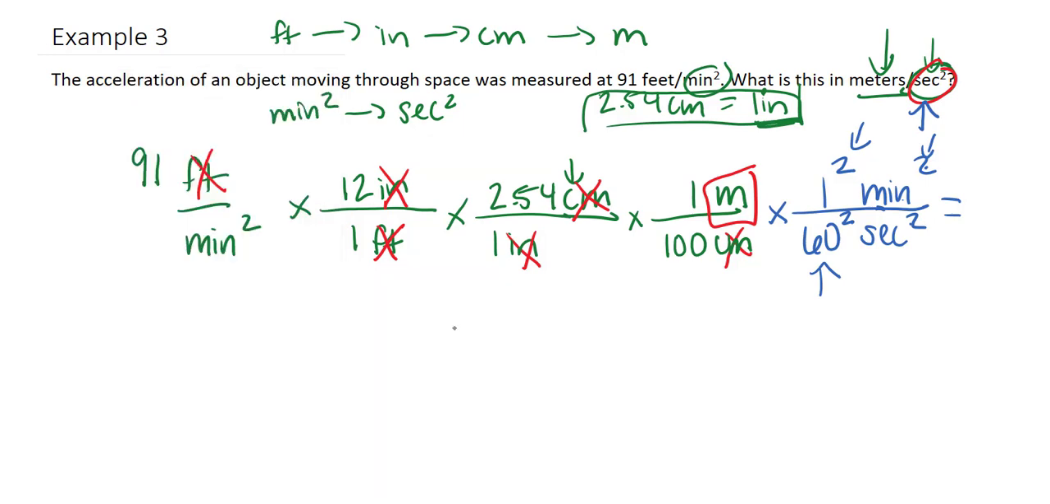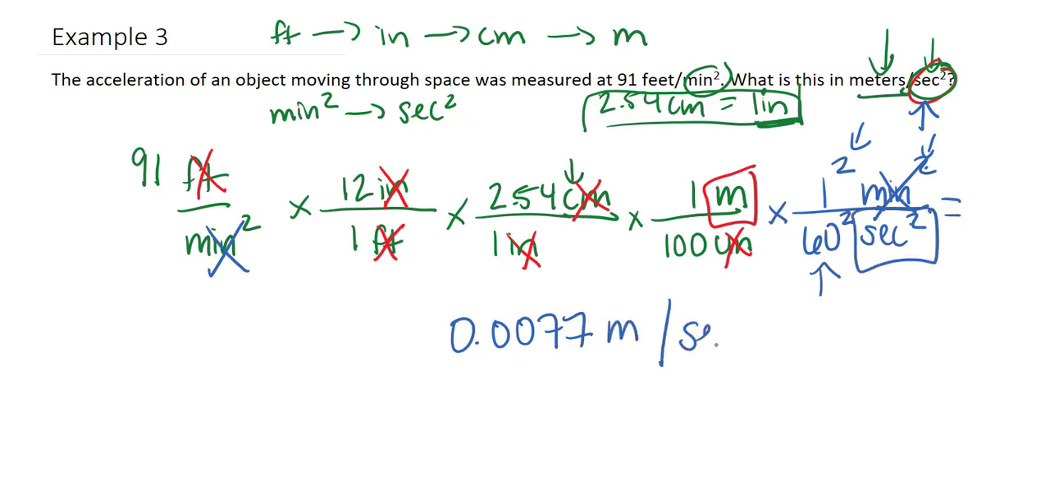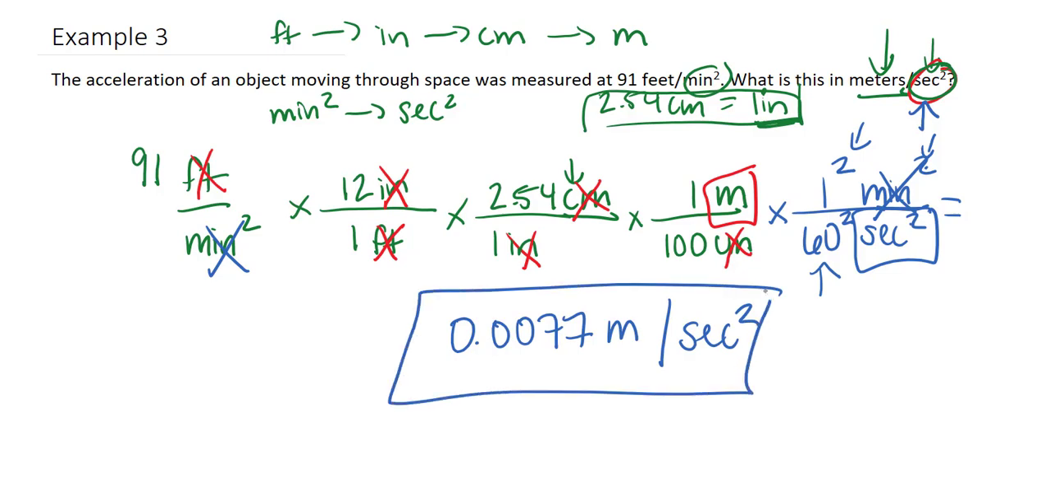So when we get our answer for meters per second squared, we get 0.0077. And what is this? Well, remember we got rid of the minute squared. So we're left with meters per second squared. So this would be our solution.